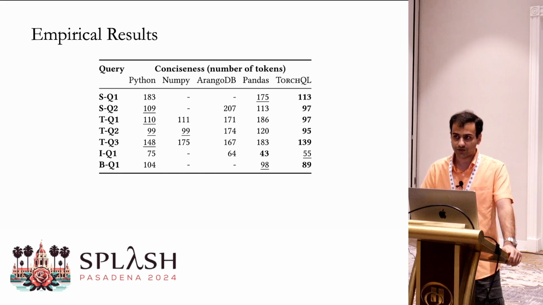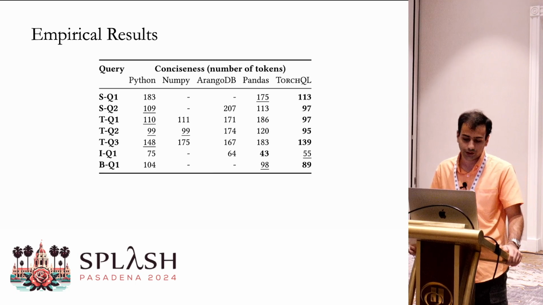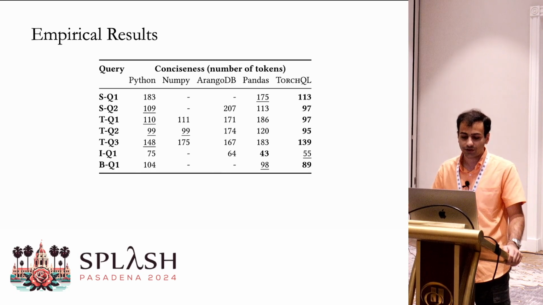We also look at conciseness, which is just a way to approximate how much easier TorchQL queries are to write. For that, we just look at the number of tokens we needed to write the queries in every single system, and usually TorchQL requires the least amount of tokens to write them.